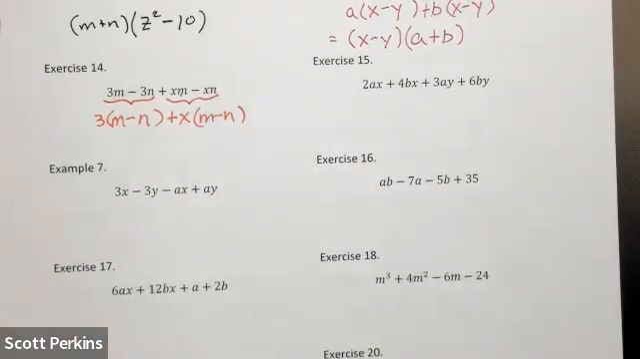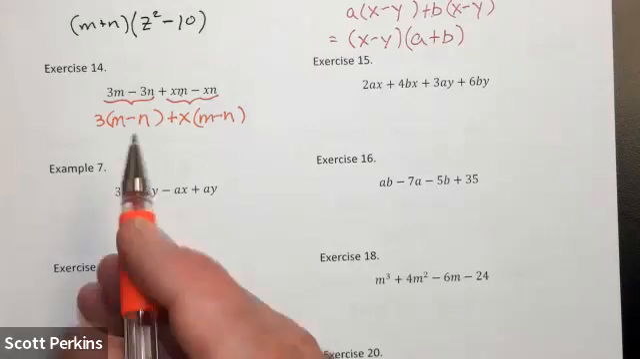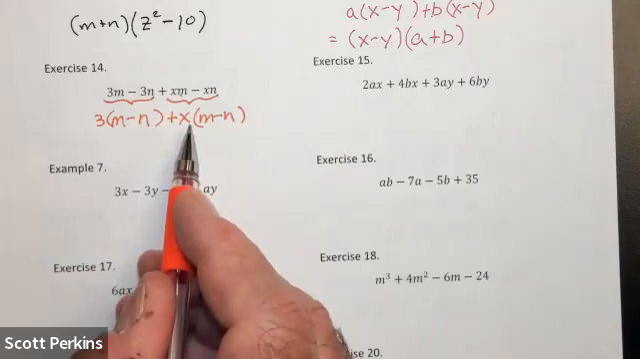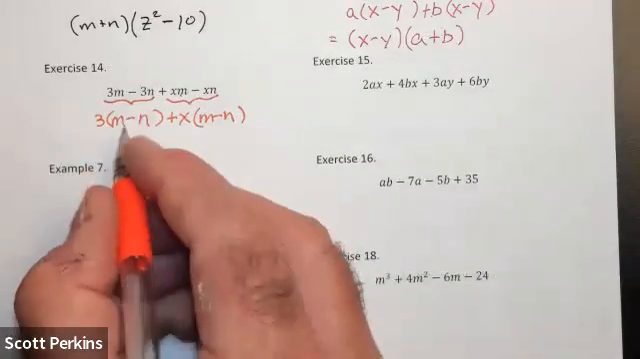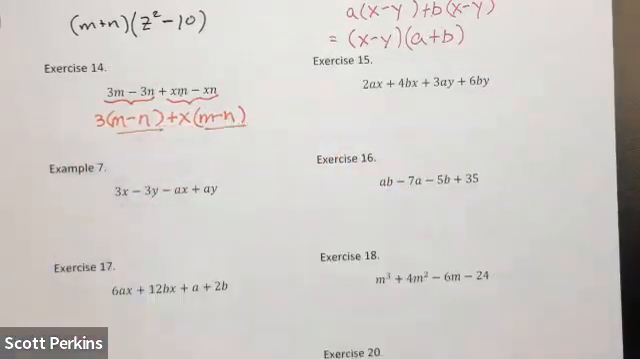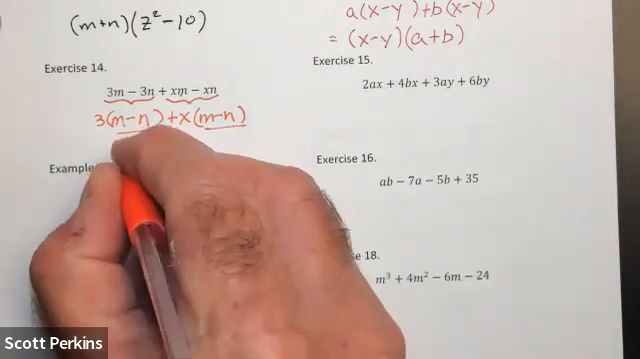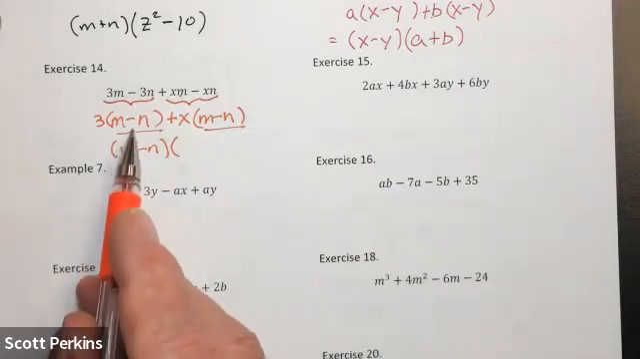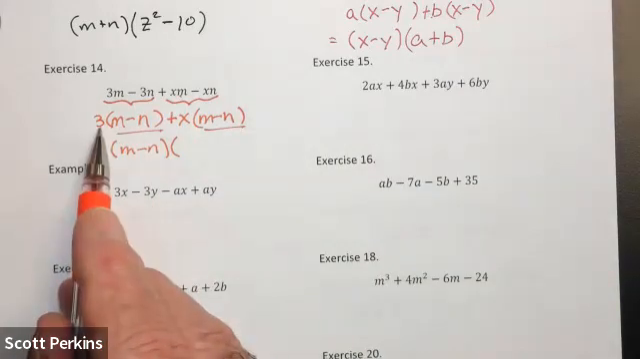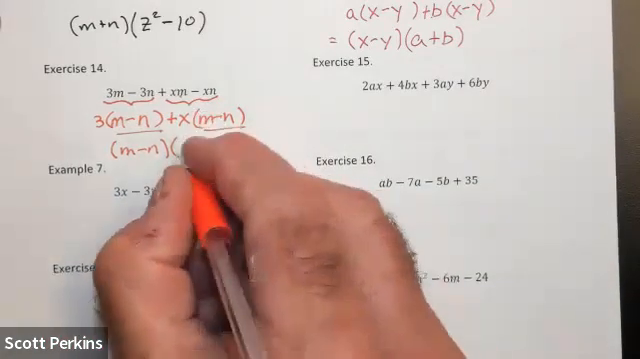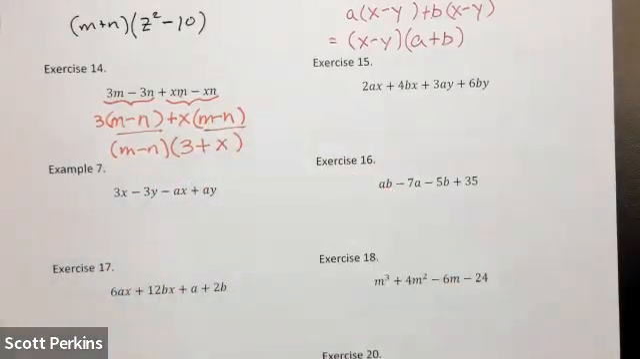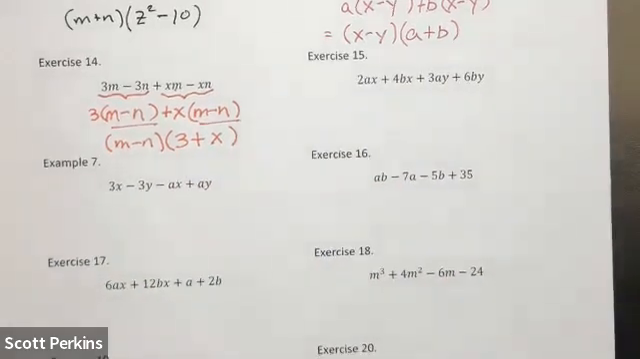And there we go. And I know the grouping works when I've got the exact same thing in parentheses, so I can factor. And so my second step is this m minus n that both of these have. I'm going to factor it out. M minus n. And here we go. When I factor the m minus n out of the first term, what's left? 3, and then plus x. And there we go. There's my factored expression.